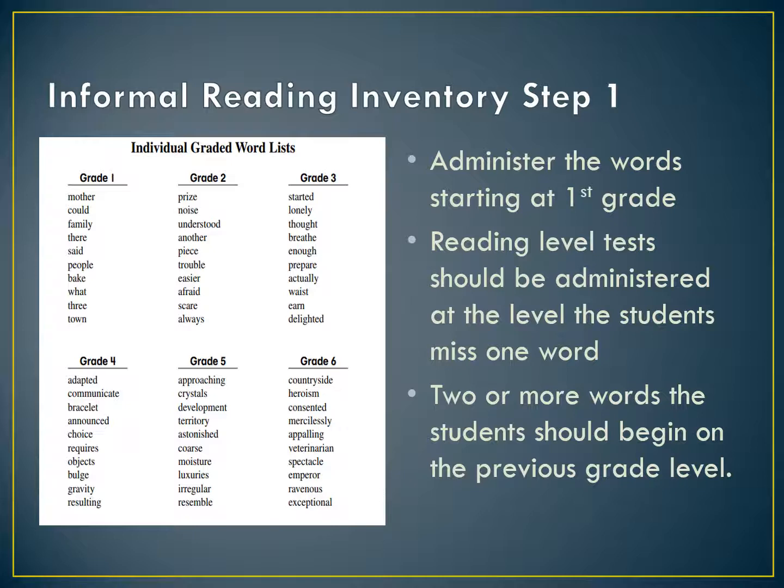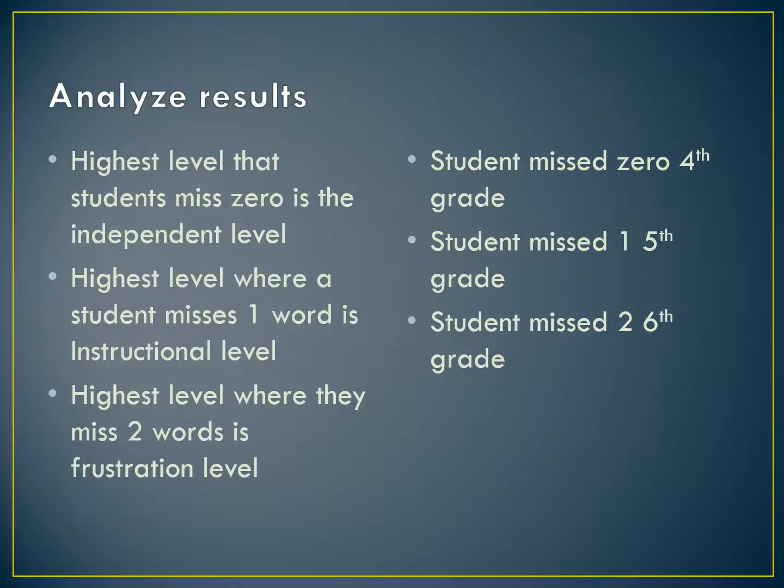Two or more words is where the students need to go back and start at that reading level. So the results: the highest level where a student misses none is the independent level. The highest level where a student misses 1 word is the instructional level. And the highest level where they miss 2 words is the frustration level.